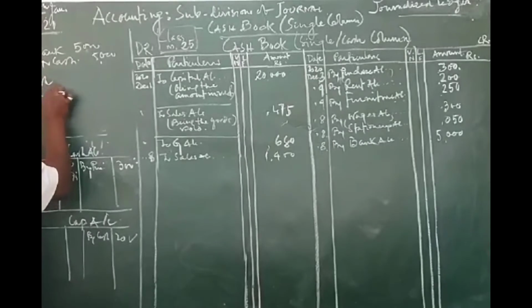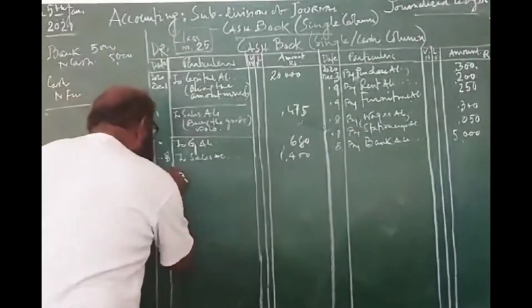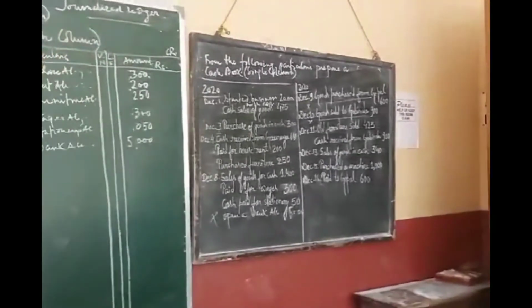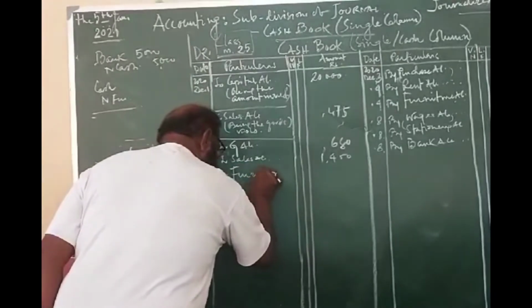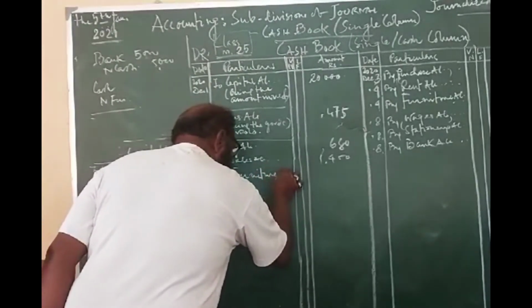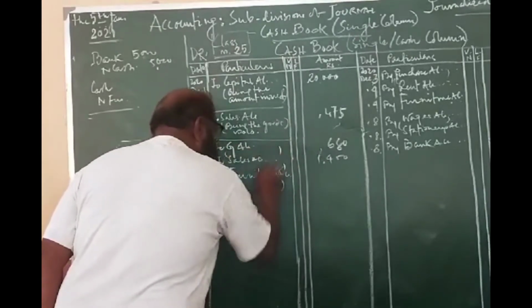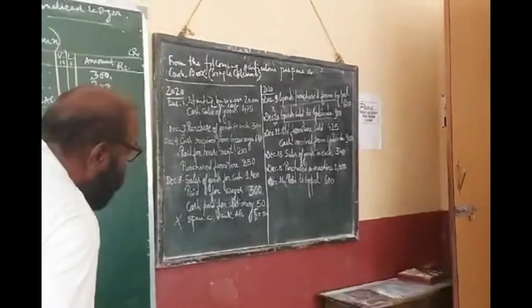cash account debit to furniture. So it should be in the cash book. We should write cash account debit to furniture. To furniture. Being the sale of old furniture, you should write in that. How much is the amount?